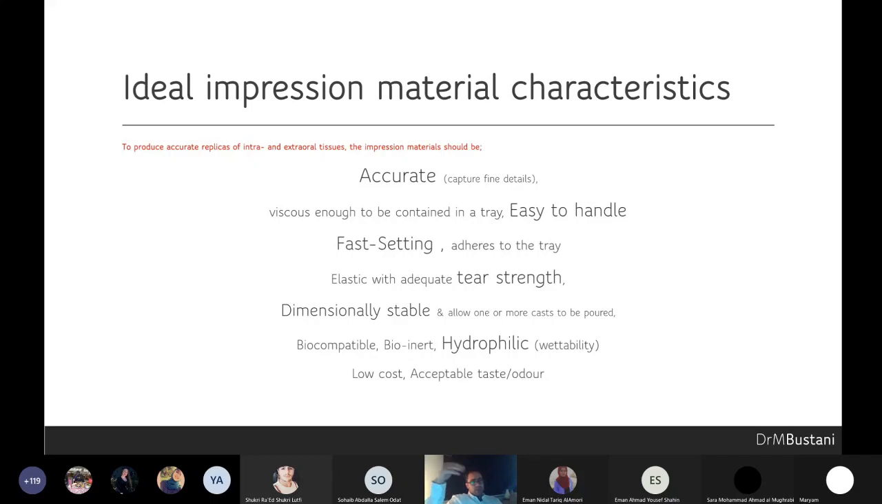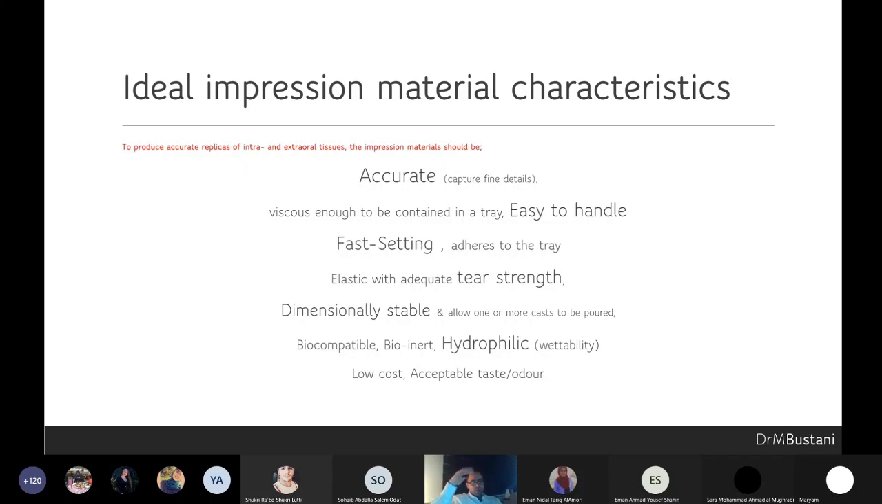So the cast, when you pour it, will be smaller than it should be because the impression is swollen. On the other hand, if you kept it exposed to air for a long time, the water will evaporate from within the material, and the impression material will shrink a bit. So your cast will be larger than it should be. When the lab makes your crown, it will fit perfectly on the cast. When you try to put it inside the mouth, it won't fit because the cast is bigger than the preparation in the mouth.